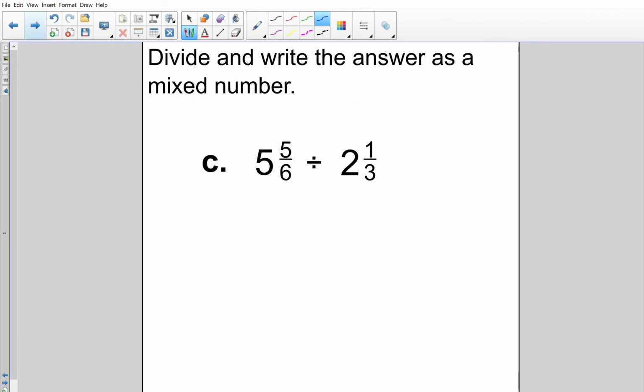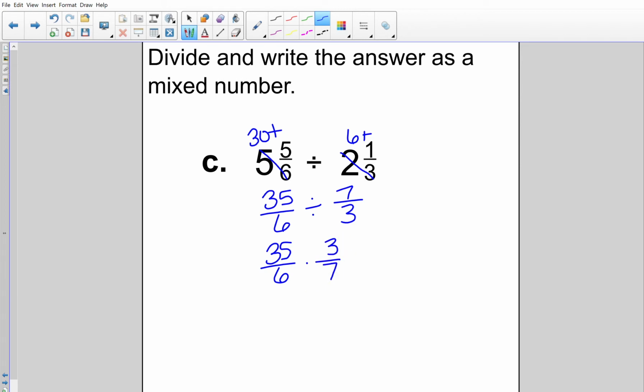So first convert it. So that's 6 times 5, that's 30, plus 5 is 35 over 6. I'm keeping my division sign for now. 2 times 3 is 6, plus 1 is 7/3. So now I'm going to get ready to change that. So I'm going to keep my 35 over 6, change it to multiplication, and flip it and make it 3/7.